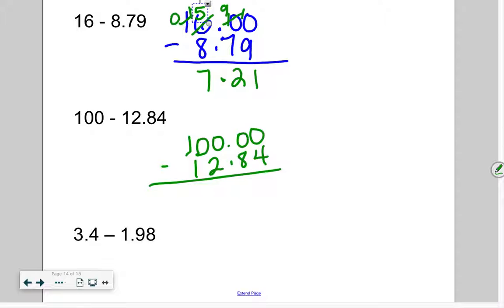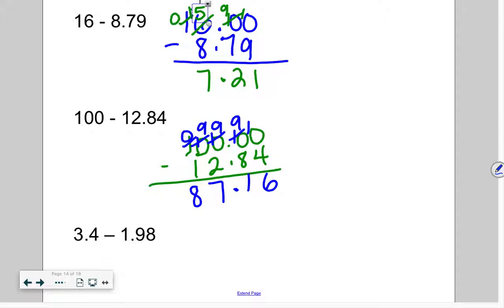Can I have nothing and take 4 away? No, so in this case, I have to go a long ways to do some borrowing. So my 1 in the hundredths has to become a 0. Tens, borrow, borrow, borrow. So it looks like that. What's 10 minus 4? 6. 9 minus 8. 1. Bring down my decimal. 9 minus 2. 7. 9 minus 1. 8. And 0 minus nothing would just be 87 1600ths.